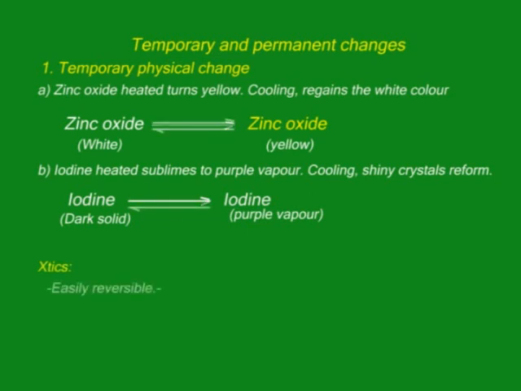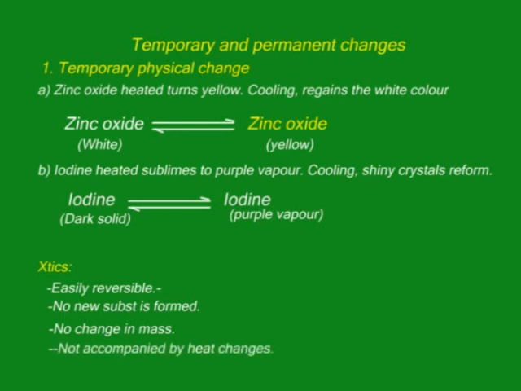1. They are easily reversible. The double arrows indicate that reversibility is possible. There is no new substance formed. There is also no change in mass, and they are not accompanied by heat changes.